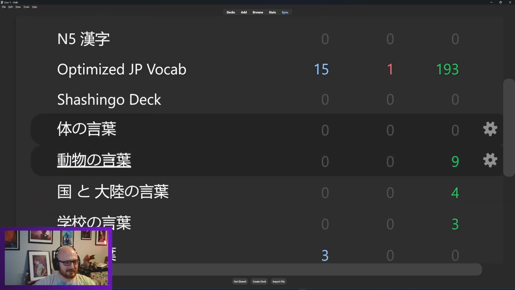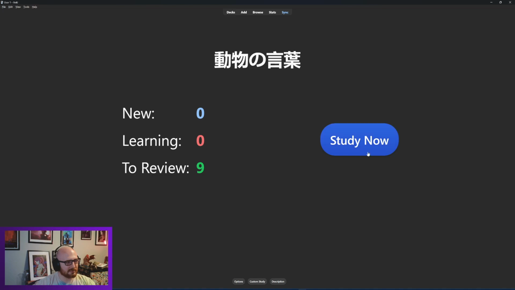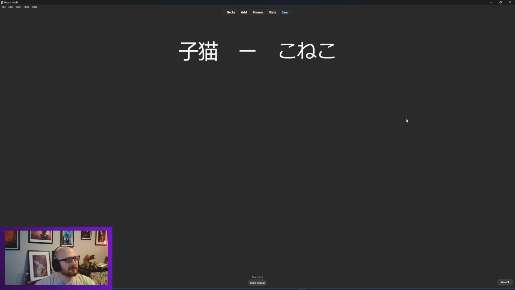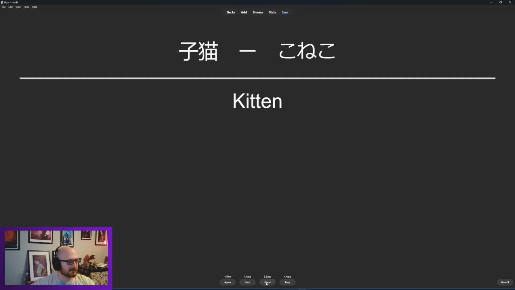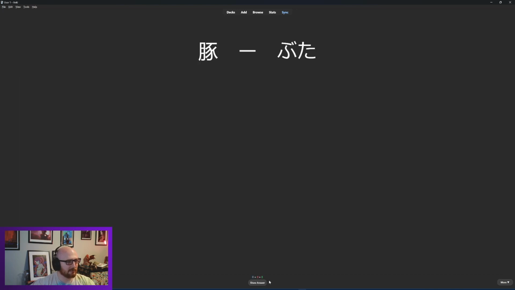Alright, next we have 動物の言葉. So this is motion, right? And this is thing, motion thing. That's fun. Okay, 子猫. So this is cat. This is small, or child. So this is a kitten. It's a child cat. 子猫. I'm smitten for kitten mittens.